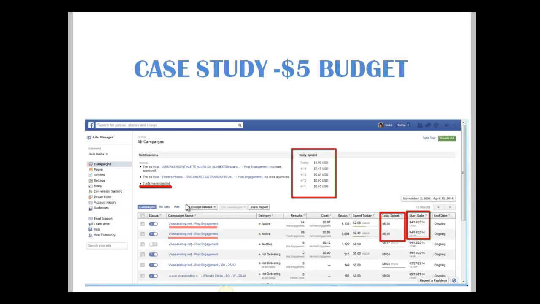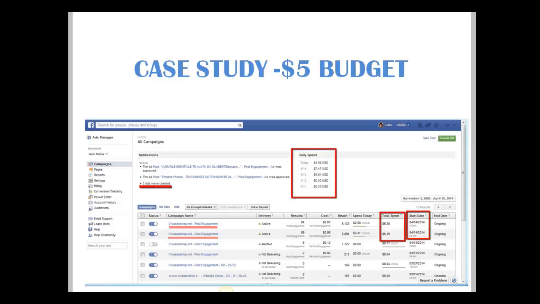In total, I ran this post for $6.30. So these $2.58 were spent in only one day. Now the other one received 89 post engagements at 0.06 cents. It reached 5,894 people and it spent $2.41. So the total for the second ad was $6.16.